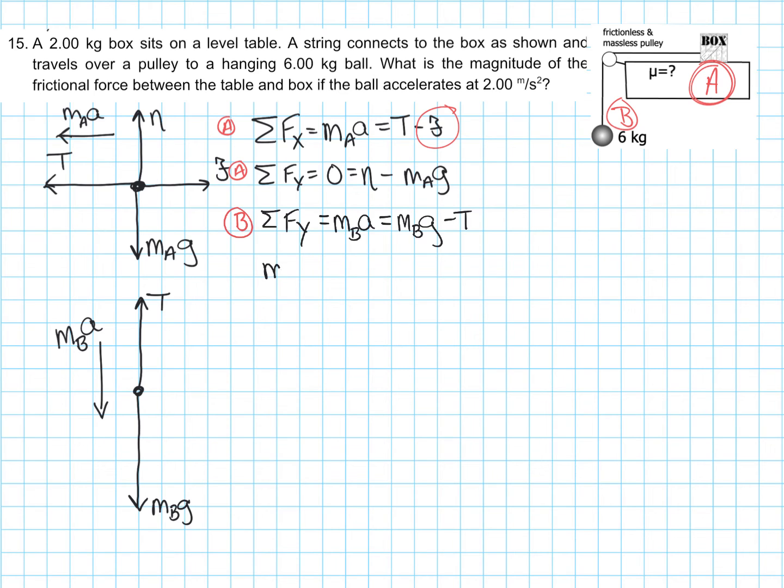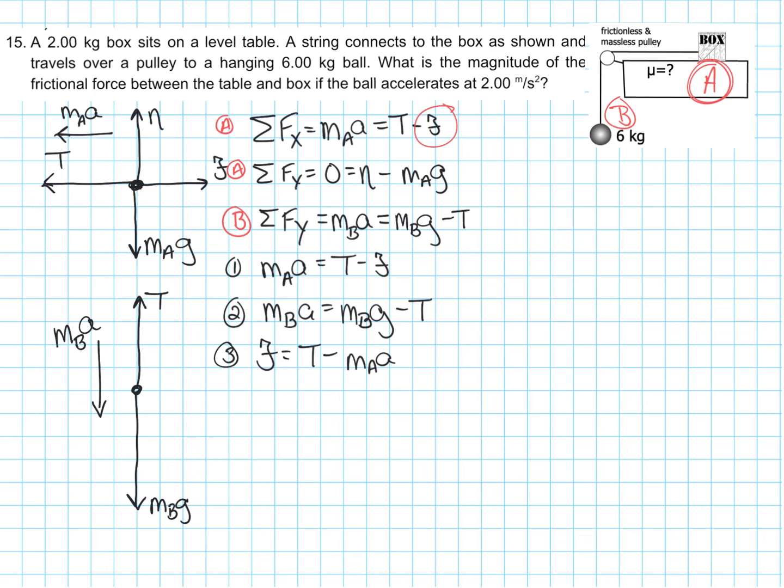The top one is m subscript a times a is equal to T minus friction. And the bottom one is m subscript b times a is equal to m_b g minus T. I'll number them 1 and 2 just so I can talk about them. In equation 1, I'm going to isolate friction. So friction is equal to T minus m subscript a times a. All I did was move friction to the other side and move m_a a to the opposite side.